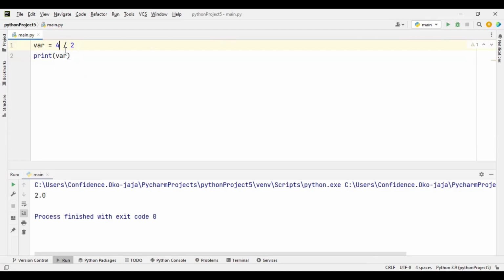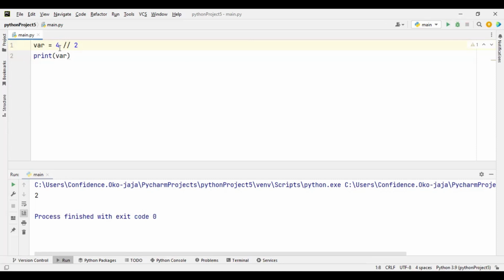Now, expressing 4 divided by 2 as a mixed fraction is equivalent to 2 whole number 0 over 2. The whole number that you obtain when you express a number as a mixed fraction is the result of the floor division. So in this case, if I want to get the floor division of 4 and 2, that is represented by 2 forward slashes. If I add a slash here now, I will get the floor division between 4 and 2.